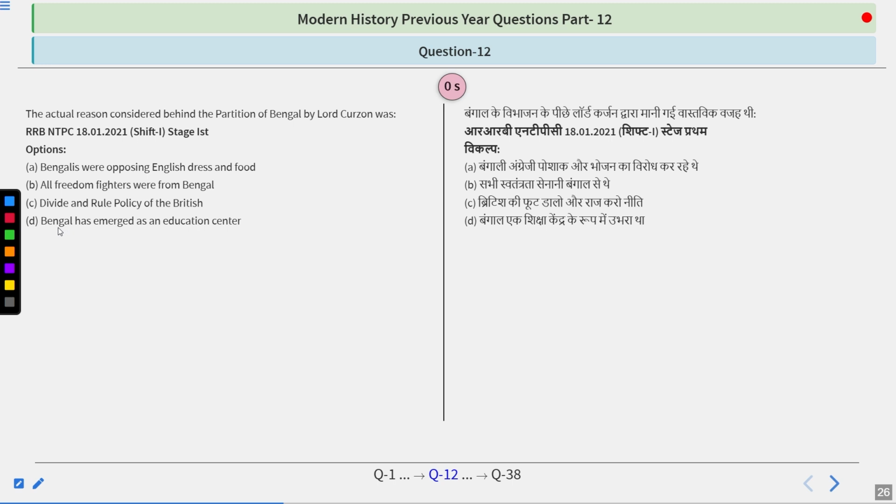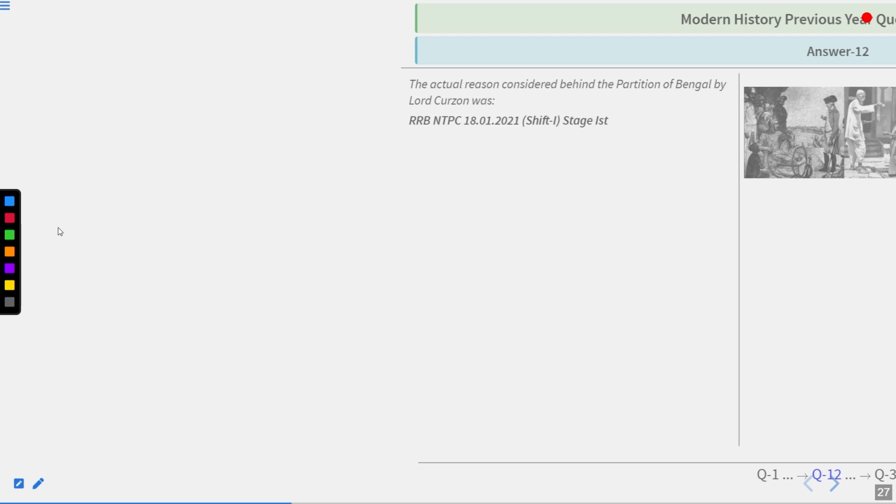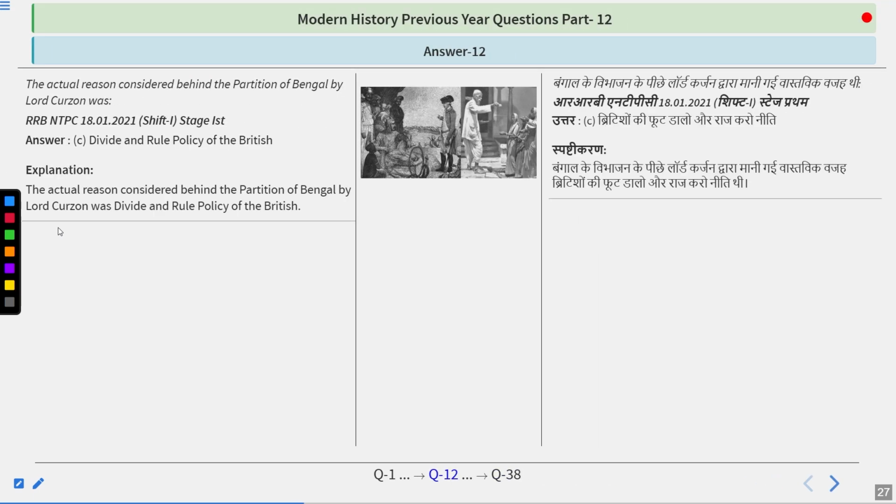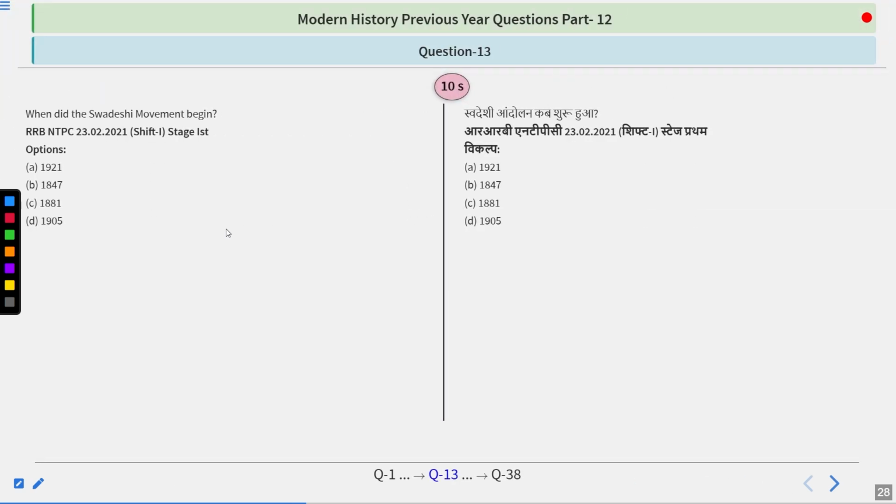So basically, what they have said is that it is too big a state to control. But the reason was the divide and rule policy of the British. So the actual reason considered behind the partition of Bengal by Lord Curzon was the divide and rule policy of the British. But what they said was that the state is too big to control, and that is why they were introducing the separation of this state into West Bengal and East Bengal.